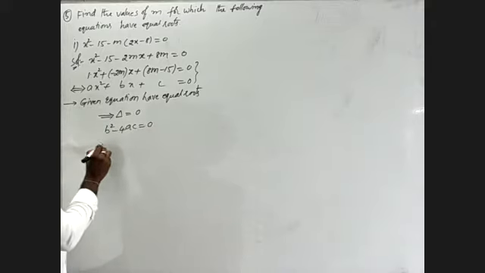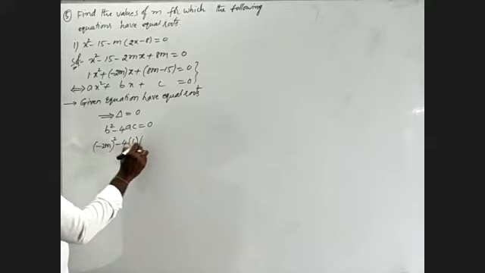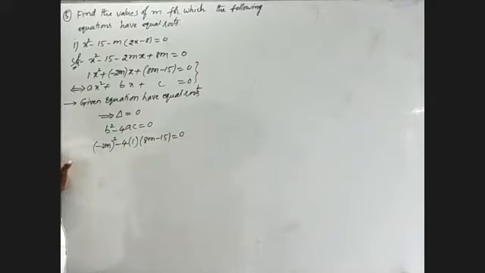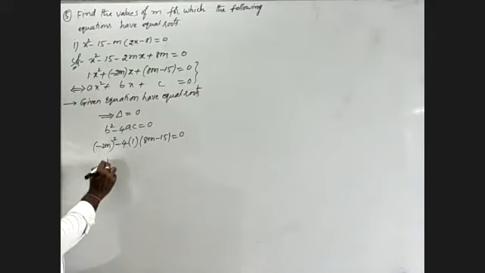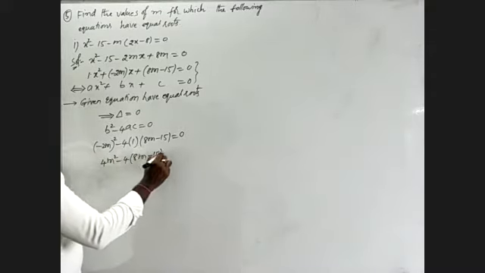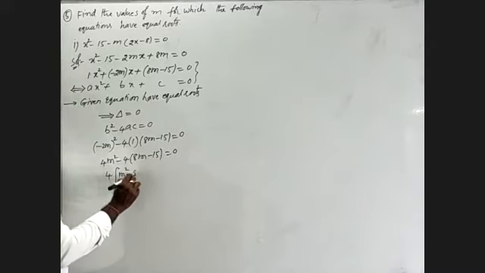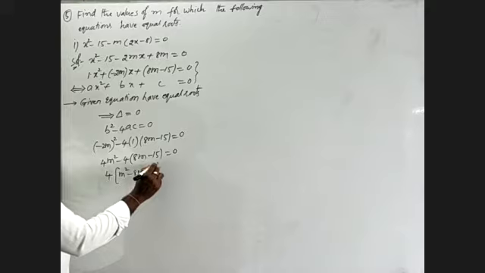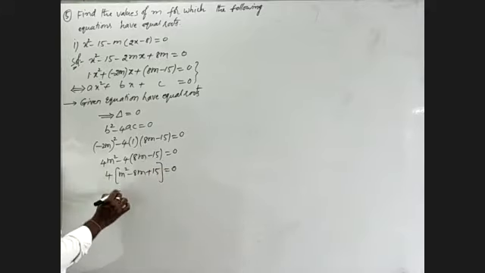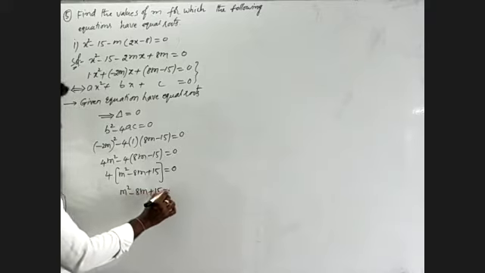First we'll write b, that is (minus 2m) whole square minus 4 into 1 into (8m minus 15) is equal to 0. Right. That means (minus 2m) square is nothing but 4m square minus 4 into (8m minus 15) is equal to 0. I will take 4 common. Remaining we have to write m square minus 8m plus 15 is equal to 0. 4 will go to this side, that means 0 divided by any value is 0. That I will write m square minus 8m plus 15 is equal to 0.